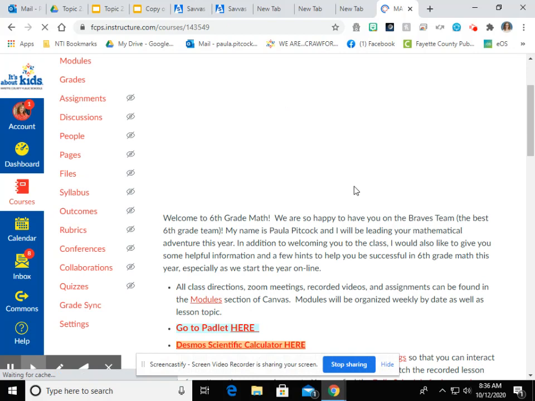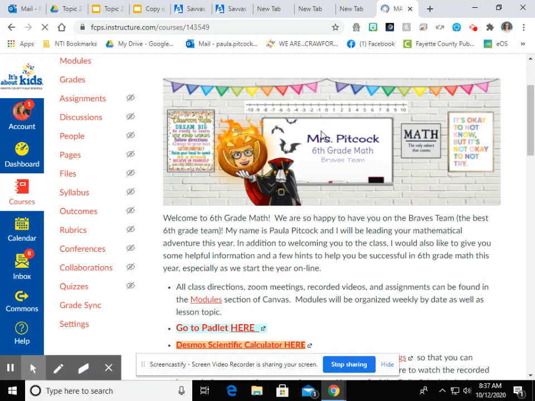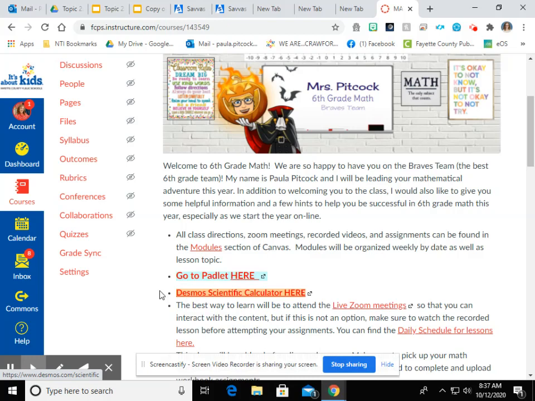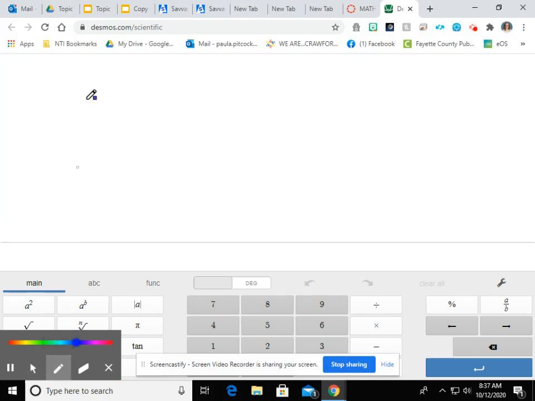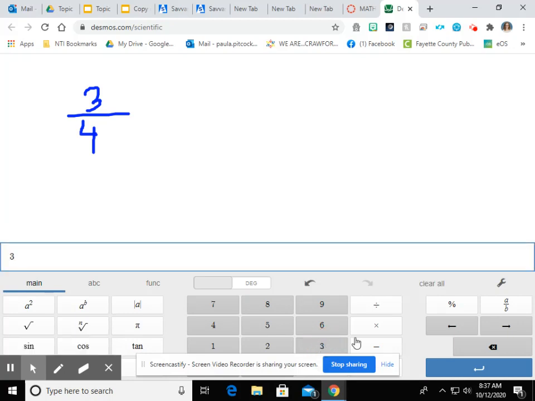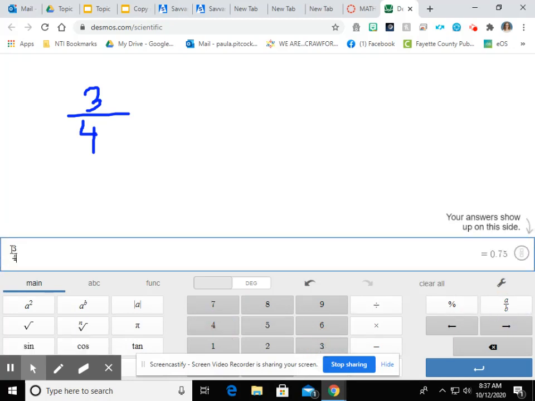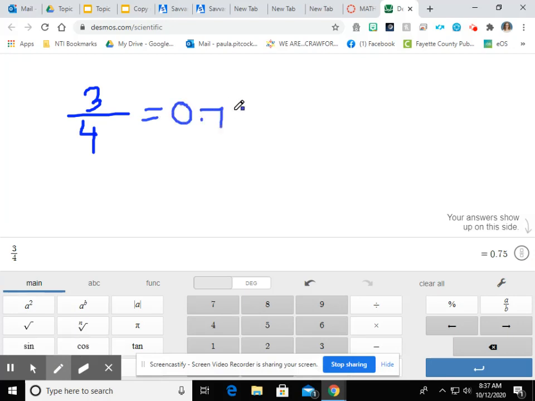So on my home page, which remember I updated to be kind of festive, you have highlighted in orange a Desmos scientific calculator here. So say you had that fraction 3/4. You had 3/4 and you did not know how to make 3/4 into a decimal. What you would do is you could type in 3/4. Type it in as a fraction and it gives you the decimal version over here. It equals 0.75. Okay? You can do that with any fraction.